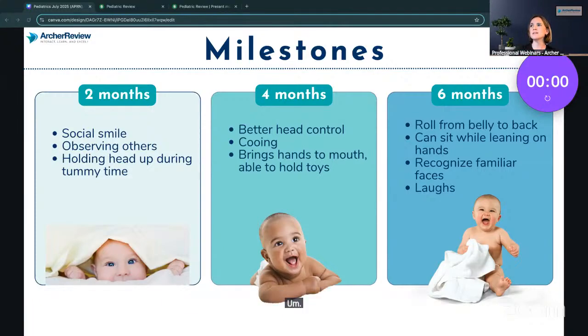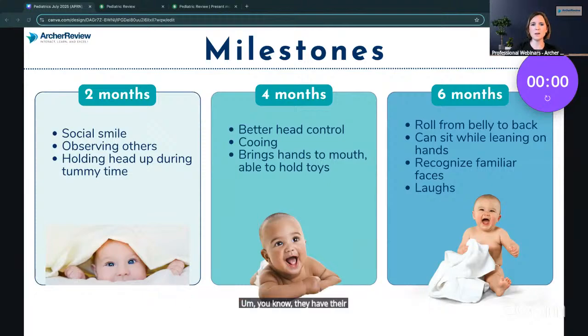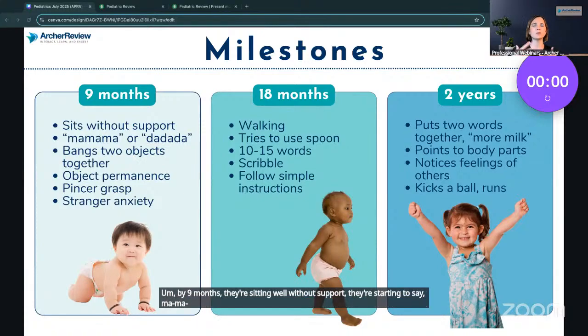By 6 months, they're able to roll better, roll from their back to their belly. They can sit in a little tripod position for the most part at first. They have their hands in front of them to balance them. They can recognize familiar faces. They're really starting to laugh at this age. By 9 months, they're sitting well without support. They're starting to say ma, ma, ma, da, da, da, repeating consonants. They can bang things together really well.